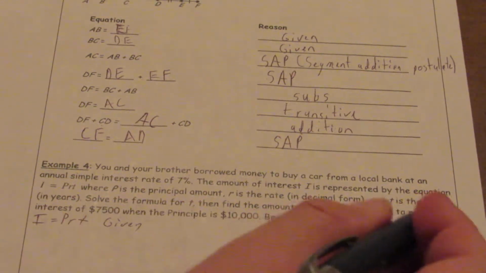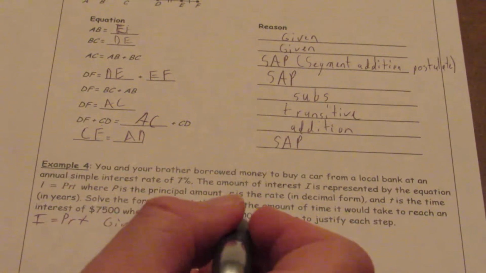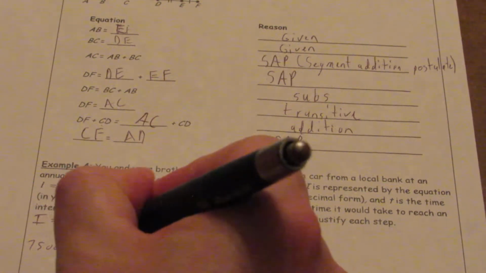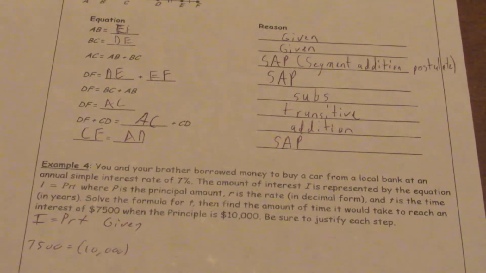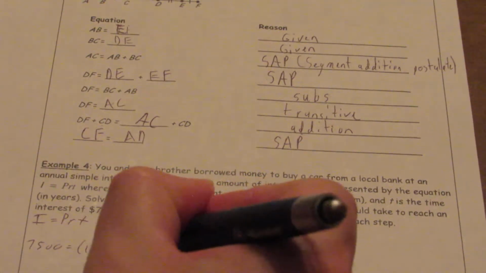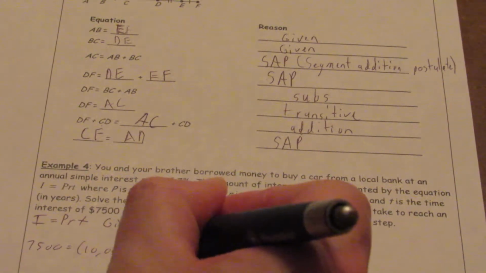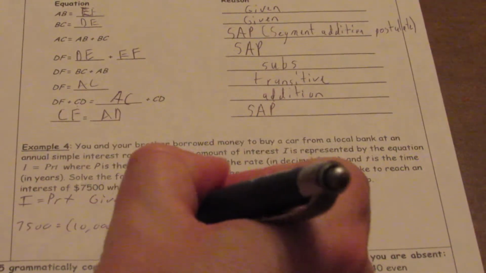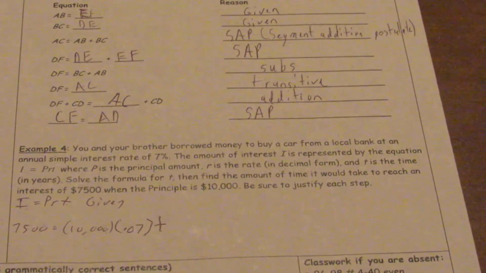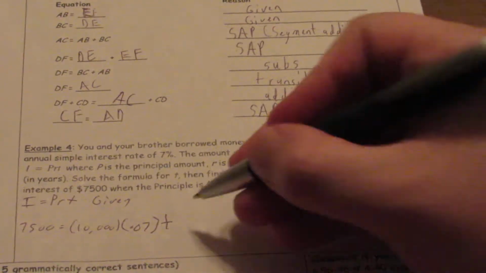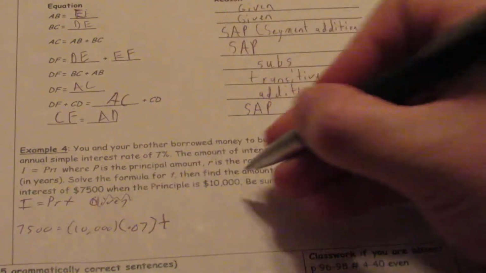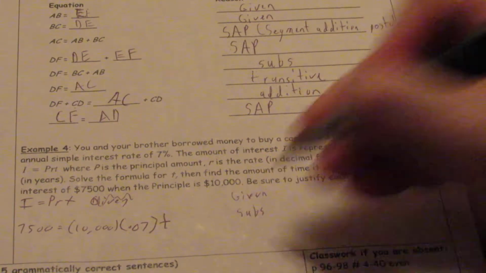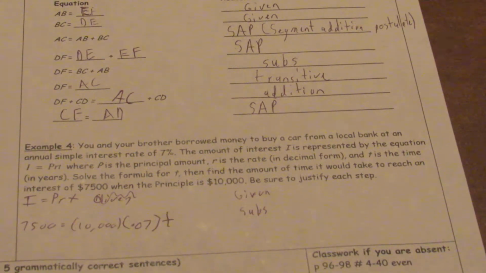Interest of $75,000 when the principal is $10,000. So I have $75,000. We have $10,000. And we have an interest rate of 7%, which is our R. Remember, when you're dealing with percents, you put it in as a decimal. So 7% is 0.07. And then I have time. So this, separate this some. This is my first step, my given. The second step is substitution. I'm plugging in numbers, so I'm substituting in.